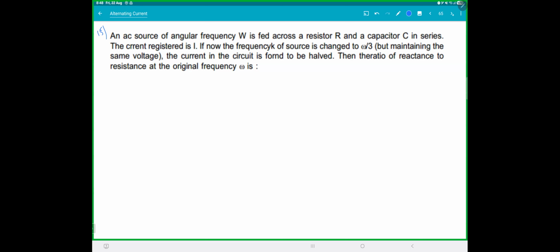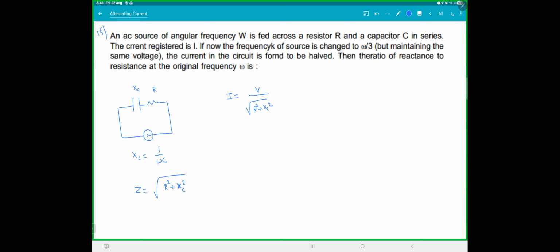An AC source of angular frequency omega is fed across a resistor and a capacitor in series. So it's an RC circuit. The registered current is I. So basically, this is XC, this is R. XC is nothing but 1 by omega C. So impedance will be root over R square plus X square. And you're getting V is equal to root over R square plus XC square.